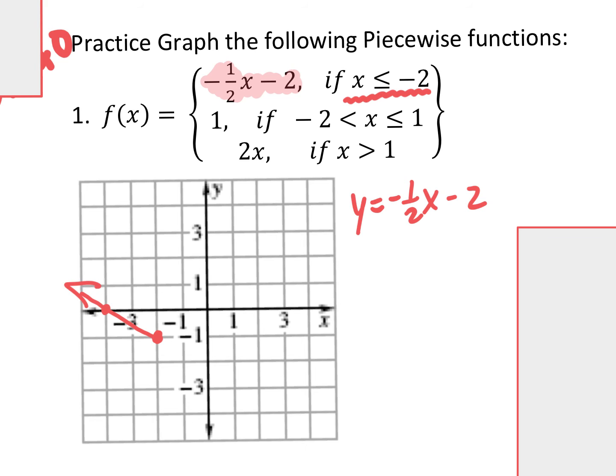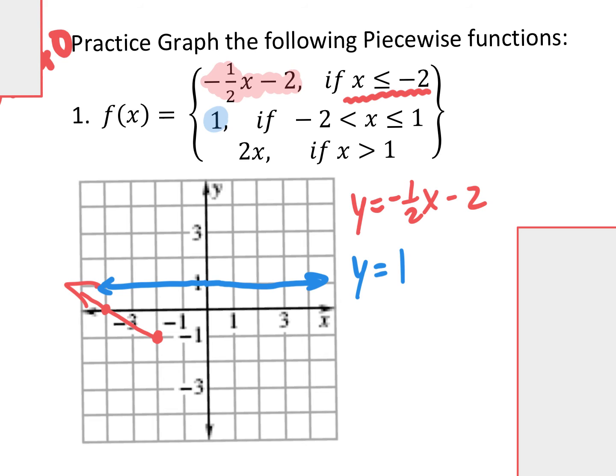I want to go with the next piece in blue. It says f of x equals 1. So I'm going to rewrite it right here on the side. Y equals 1. F of x is the same thing as y. Y equals 1 is a horizontal line crossing the y-axis at 1. It does go to the left forever and to the right forever.